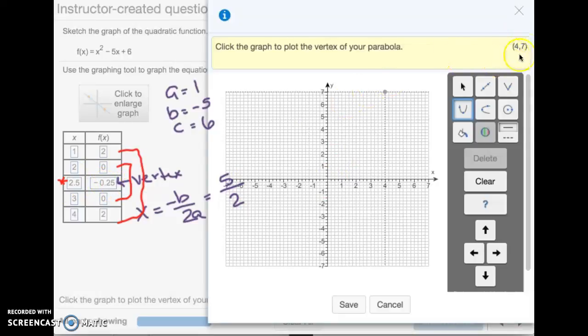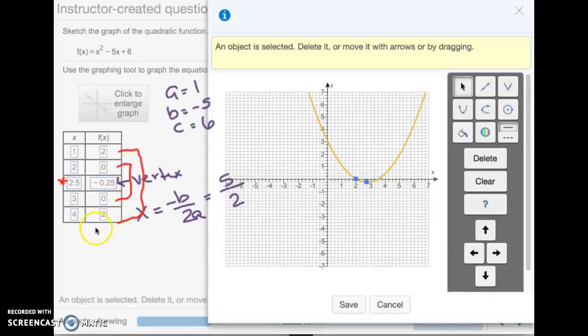And if I look up here in the corner, it tells me what values I'm at. So that will kind of help me. So I need to be at 2.5, negative 0.25. So right there. And then I can pick any of the other values. So I can go to 2, 0 and graph that. I could go to 1, 2 and graph that. So whichever one's easiest, right here I have it at 2, 0.